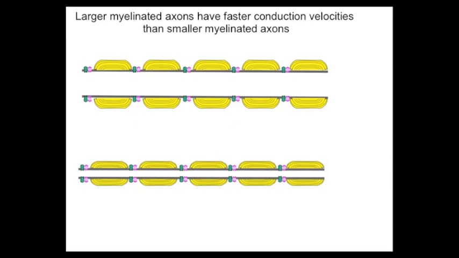Just as it was with unmyelinated axons, larger myelinated axons have faster conduction velocities than smaller myelinated axons. Watch. It's going to be fast because the current spreads down the membrane very quickly, as opposed to the smaller one, which just takes a longer amount of time to depolarize.